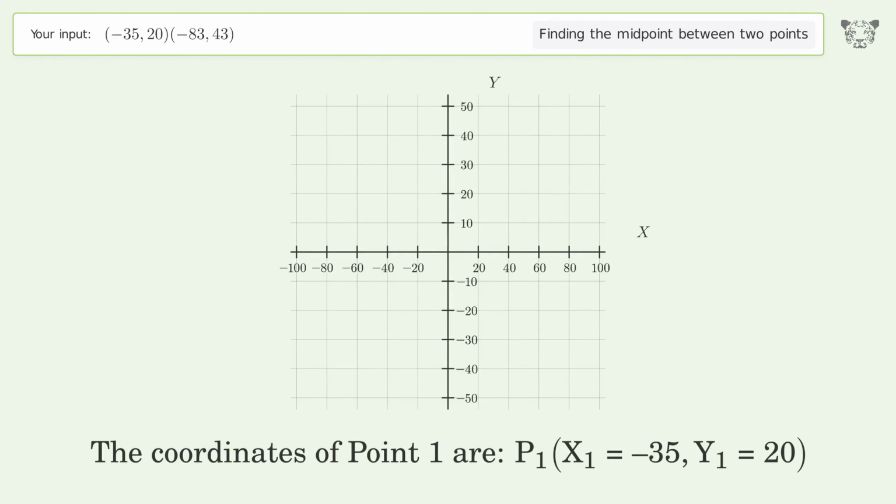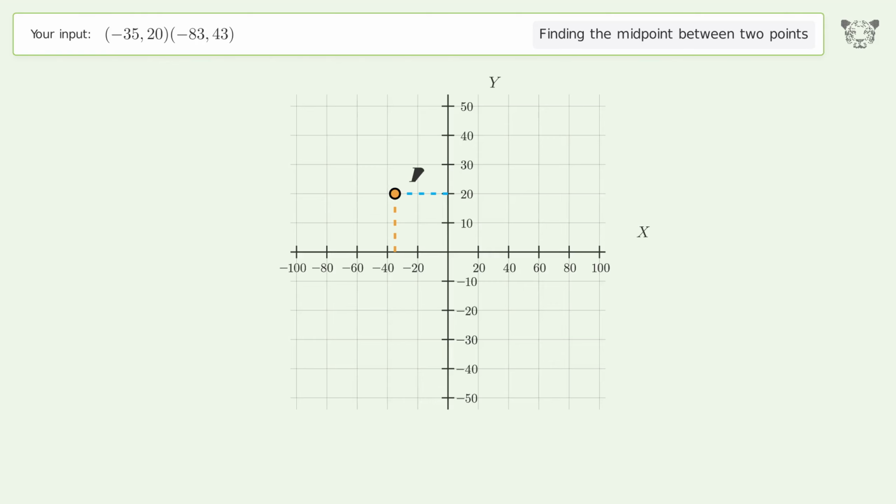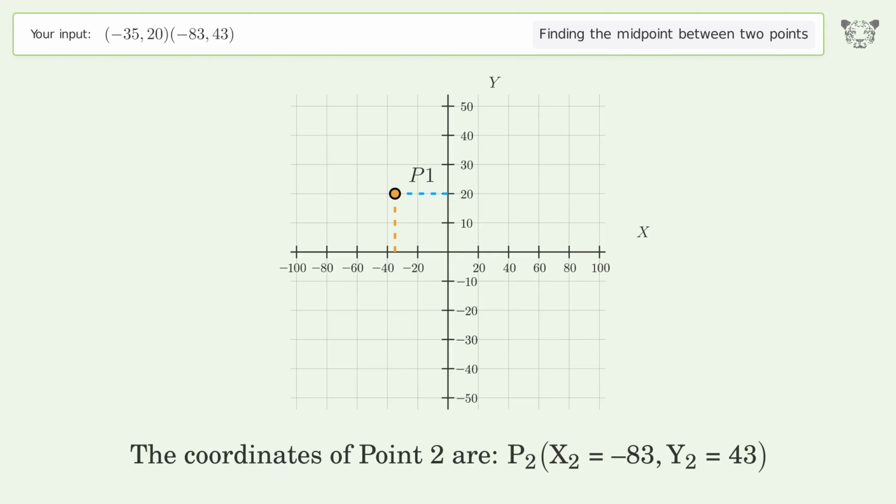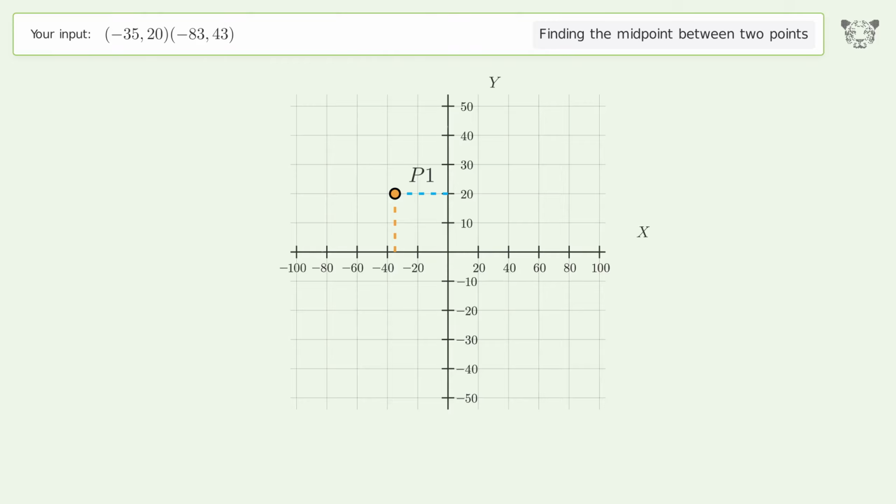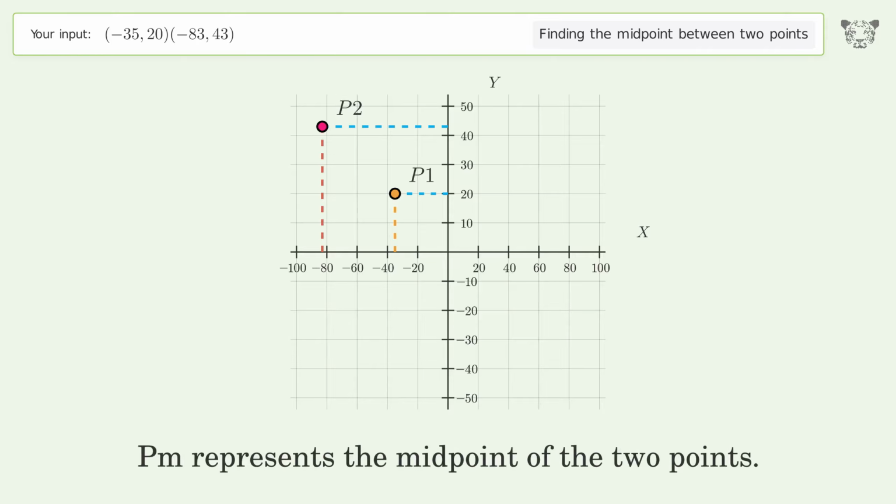The coordinates of point 1 are x1 equals -35, y1 equals 20. The coordinates of point 2 are x2 equals -83, y2 equals 43. PM represents the midpoint of the 2 points.